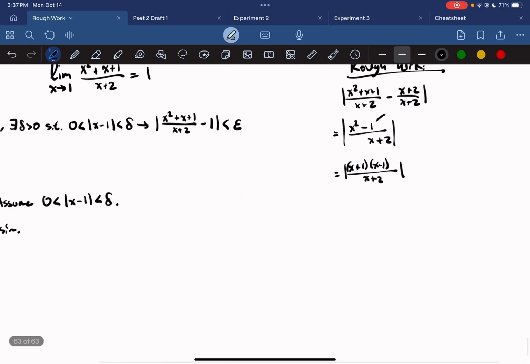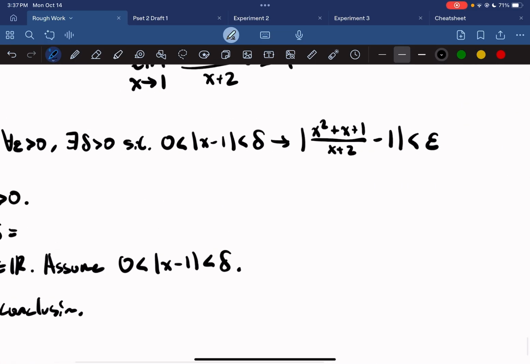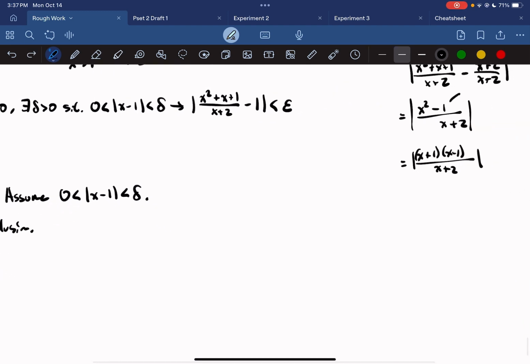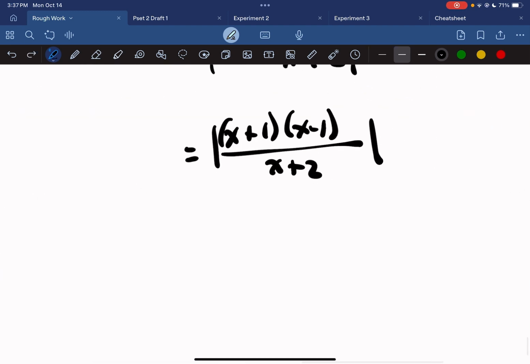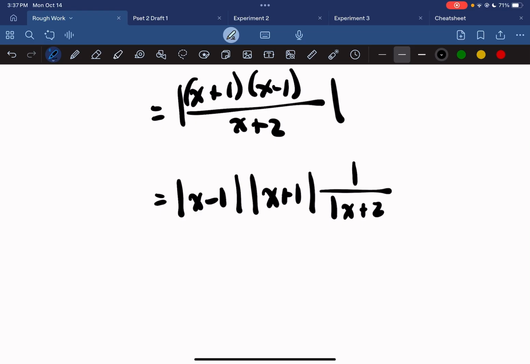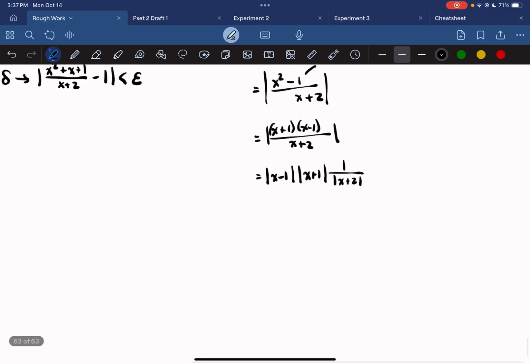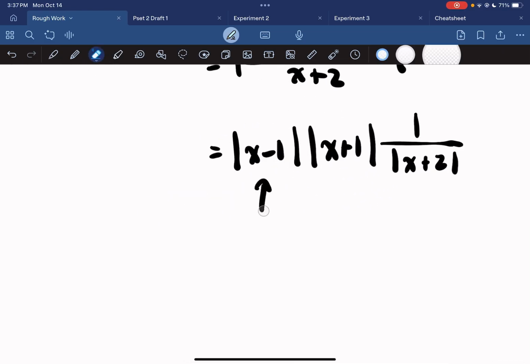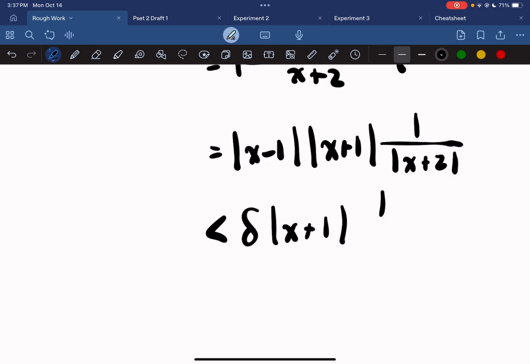Okay, and now let's see anything we have in common with our assumption here. We can see that |x minus 1| has to be less than delta, or at least we're assuming that. And we have an |x minus 1| here. So we can do this pretty simply. We can take out the |x minus 1|, and we're left with |x plus 1| and 1 over the absolute value of x plus 2. And we know this must be less than delta. So we end up with this.